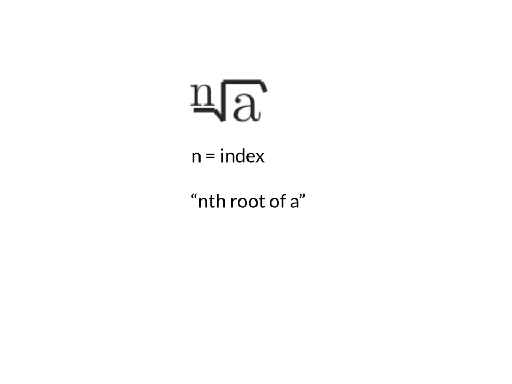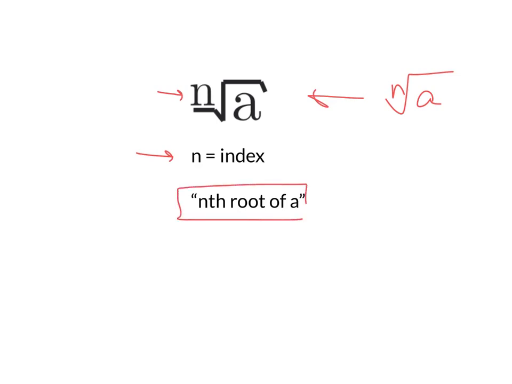If you see the radical symbol, that means the nth root of a. The little number right here is called the index. And the way you would read it is the nth root of a. So if you saw this right here with a 4, you would say the index is 4, and you'd read it the fourth root of 5.